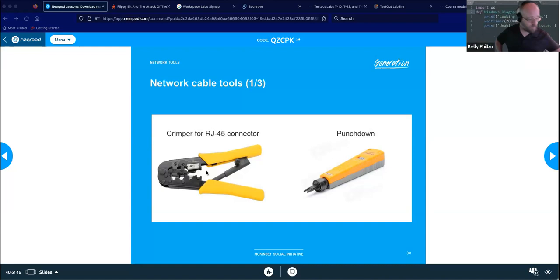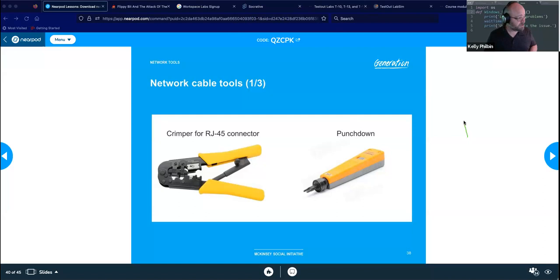Now, next to it, we have the punch down tool. This is how we would set up our ports, either in a punch down block, a patch panel, or in the outlets in the wall. And this tool has kind of a U-shaped end to it.